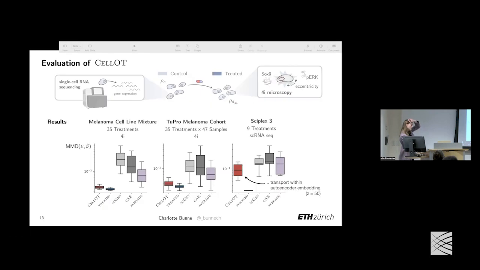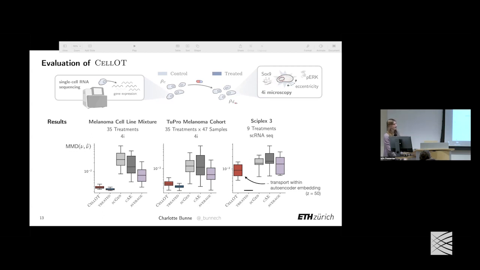But yeah, so what we did, and here we can also see just on different types of data sets. So this is a melanoma cell line mixture, which we'll also see on the next slide. Here we have 47 different samples. So there are also a lot of batch effects, which we had to take care of, on average for 35 treatments. So these are both high dimensional data sets.